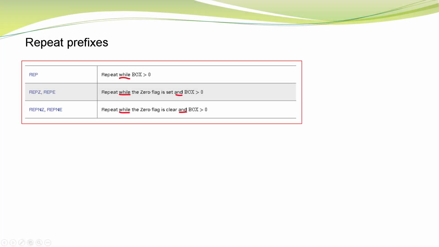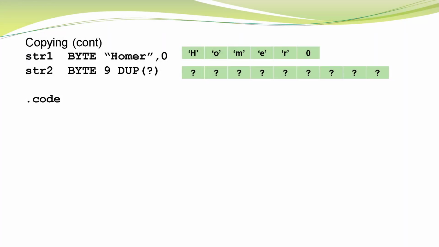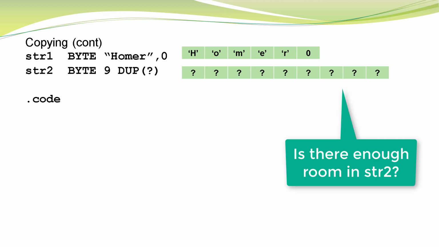All of the instructions we're talking about operate on just one byte or one word or one double word. If I wanted to copy the whole string from the last example, I'd have to use a repeat prefix. Here's the table of them, and notice that they're all based on the ECX register and sometimes the 0 flag. So let's say I want to copy the whole string from string 1 to string 2. Here are the steps. First, I'd make sure that string 2 has enough room to hold string 1, including the terminating 0. Those of you that have some C programming experience have seen this sort of thing before.